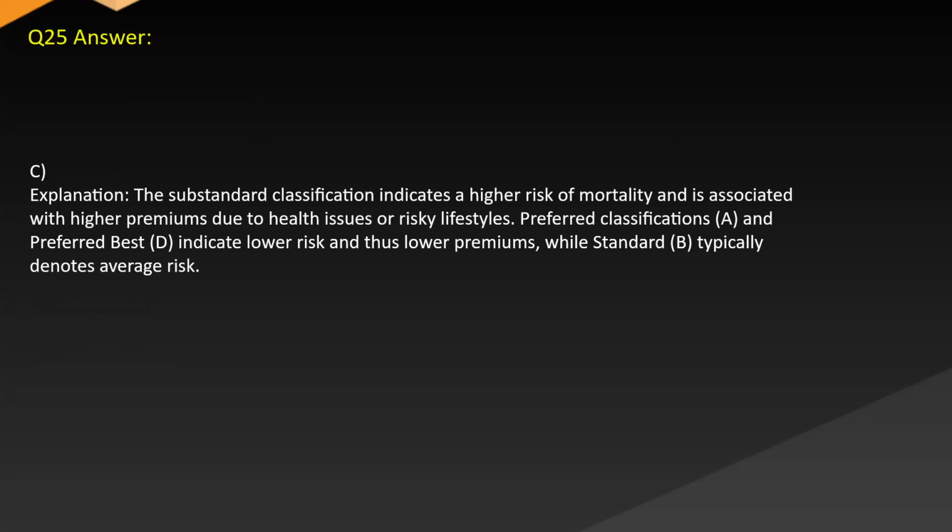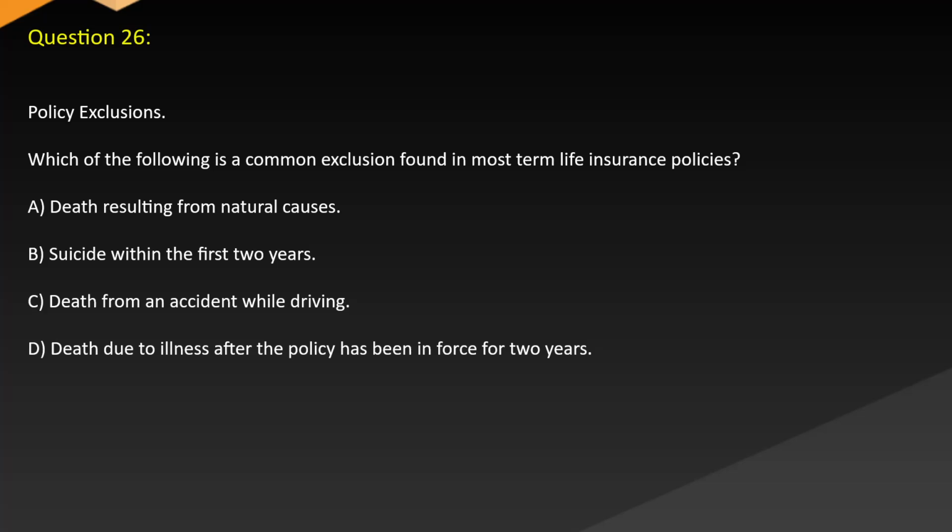Answer C. Explanation. The substandard classification indicates a higher risk of mortality and is associated with higher premiums due to health issues or risky lifestyles. Preferred classifications A and preferred best D indicate lower risk and thus lower premiums, while standard B typically denotes average risk. Question 26. Policy exclusions.